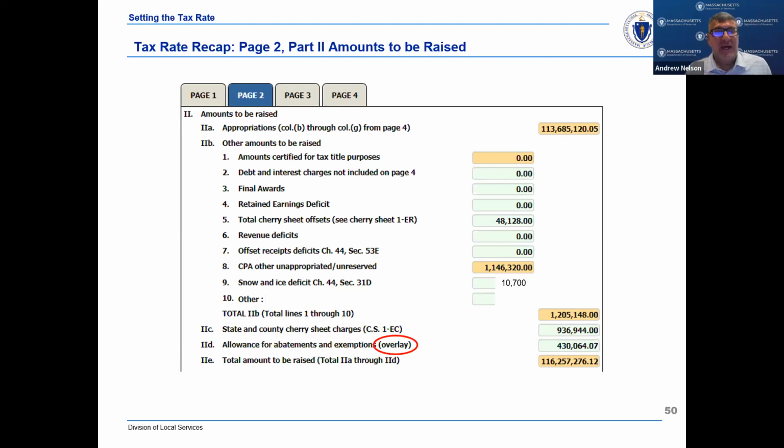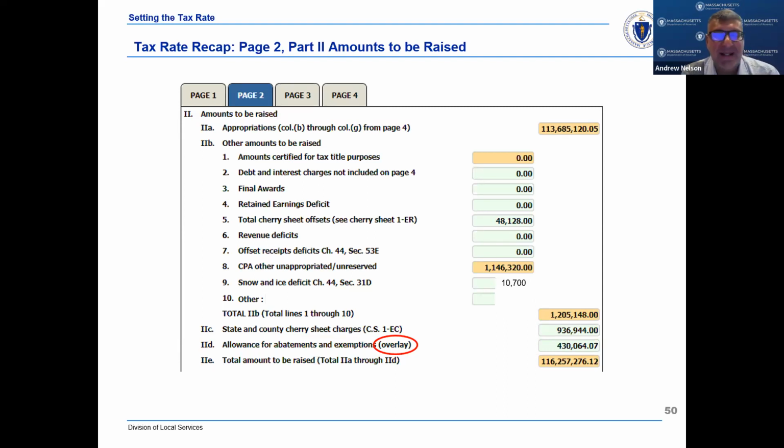The first line you have here is the appropriations. This is that total amount, column A of page 4. This carries over from there. It's going to come over. You had 113,685,120.05 was what you appropriated on page 4 of the recap.